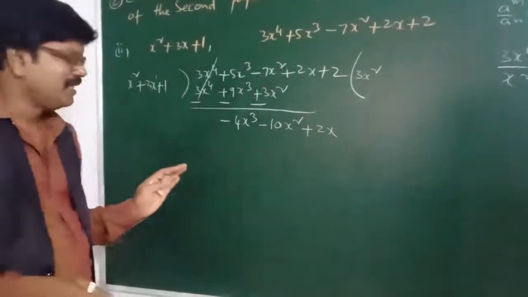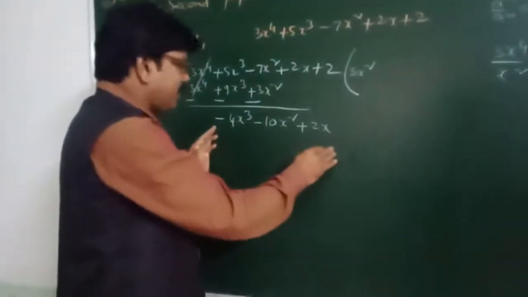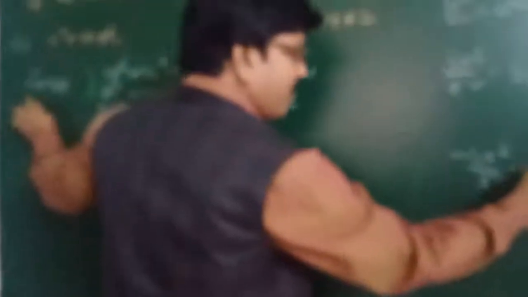Again, what is the dividend? This is the dividend. What is the first term of the dividend? Minus 4x cube. Did you get an idea how it is moving, how we are solving? Minus 4x cube by x square, again the same process. This is equal to minus 4x power 1, because x power 3 minus 2. Minus 4x.